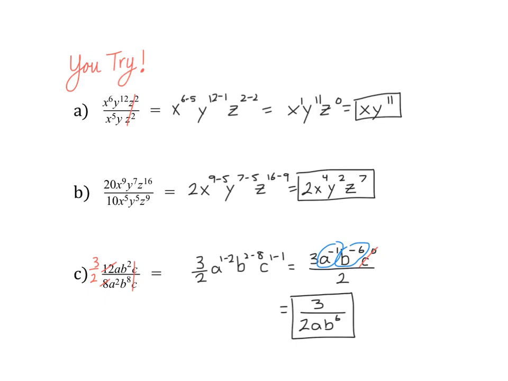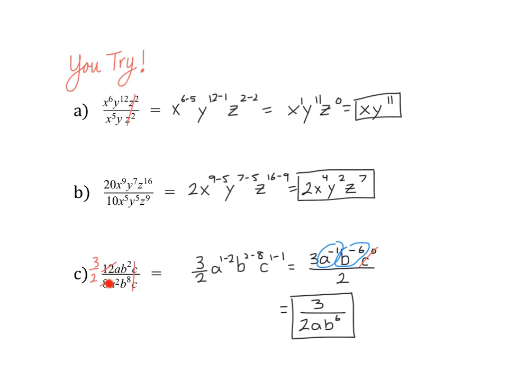Okay, let's check our answers here. So for the first one, 6 minus 5 is 1, so you're left with x. 12 minus 1 is 11, so you're left with y to the power of 11. And the z's actually cancel out because it becomes z to the power of 0. So it's x times y to the power of 11. Here, 20 divided by 10 is 2. 9 minus 5 is 4. 7 minus 5 is 2. And 16 minus 9 is 7.